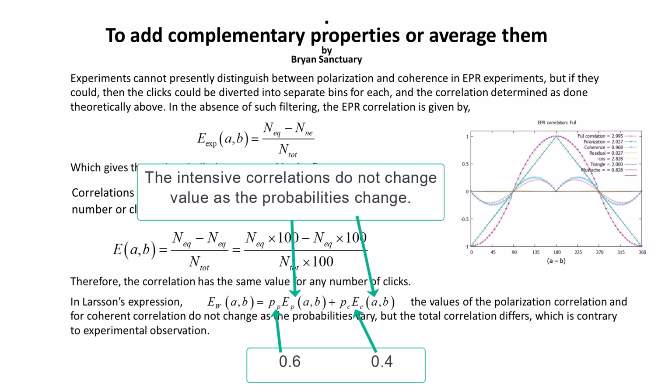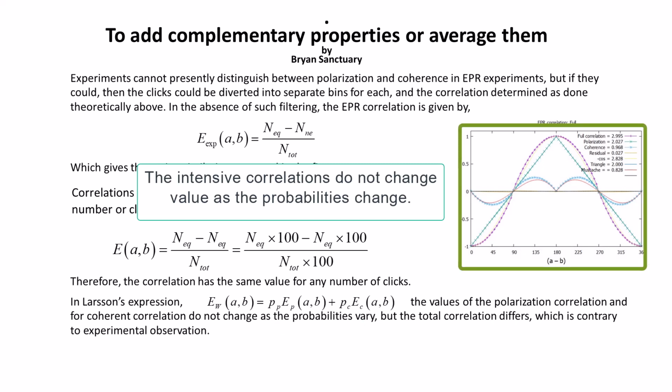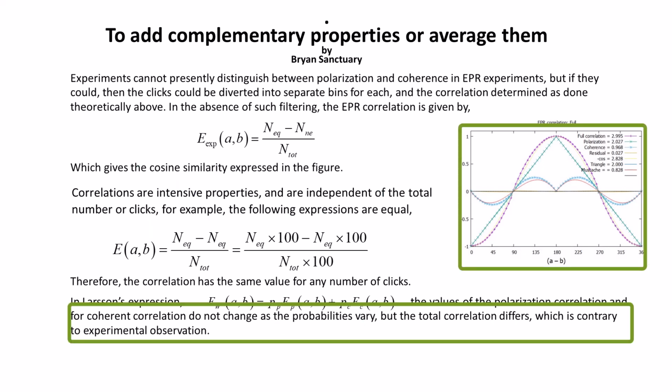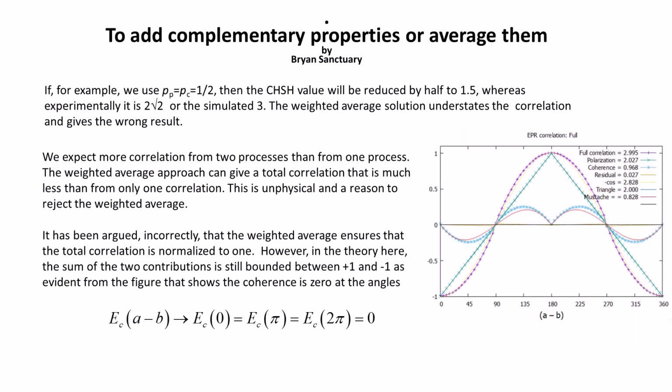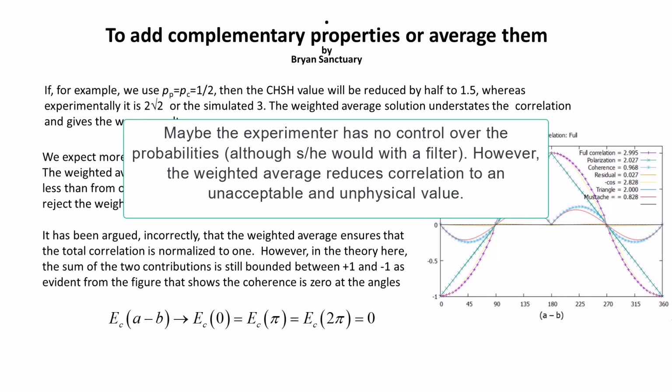Hence, in Larsson's average, different experiments using different distributions give different correlation, which is contrary to that observed, which is the minus cosine result for all possible distributions. This is a reason to reject Larsson's average. It can be argued that for the coincidence experiments, the probabilities are fixed and cannot be controlled by the experimenter. So we have no choice over the two probabilities, P_P and P_C.